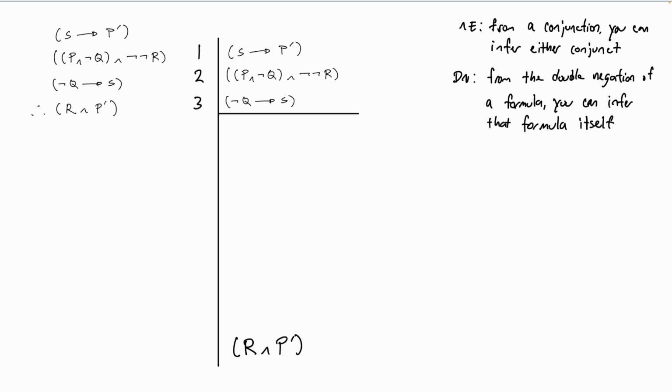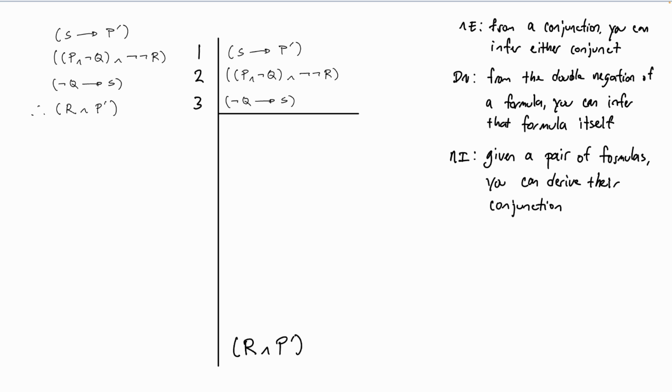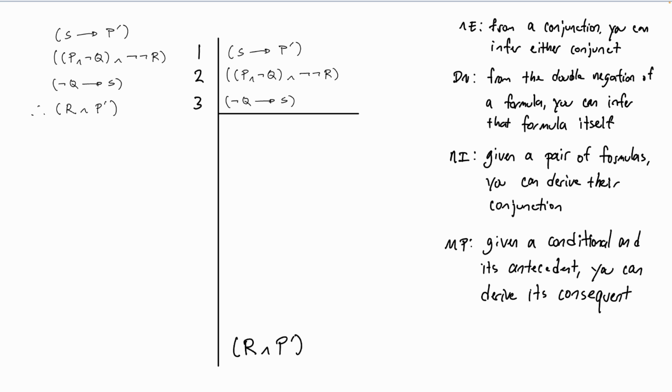Let me introduce 2 more rules, both entirely straightforward. The first says that given a pair of formulas, you can derive their conjunction. We call that the conjunction introduction rule. The second says that given a conditional and its antecedent, you can derive its consequent. That's just modus ponens. Now, the conclusion that I ultimately want to arrive at in this case is the conjunction R and P prime. If I'm able to derive both conjuncts separately, so both R and P prime separately, then via the conjunction introduction rule, I'll be able to derive their conjunction.